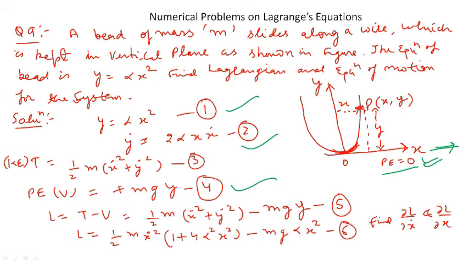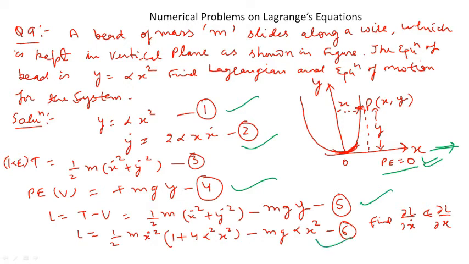Now the Lagrangian of the system will be T minus V, and it comes out to be 1 by 2 m (x dot square plus y dot square) minus mgy. Let us say it is equation number 5. When we put the value of y dot from equation number 2 in equation number 5, then the Lagrangian of the system is represented by equation number 6.